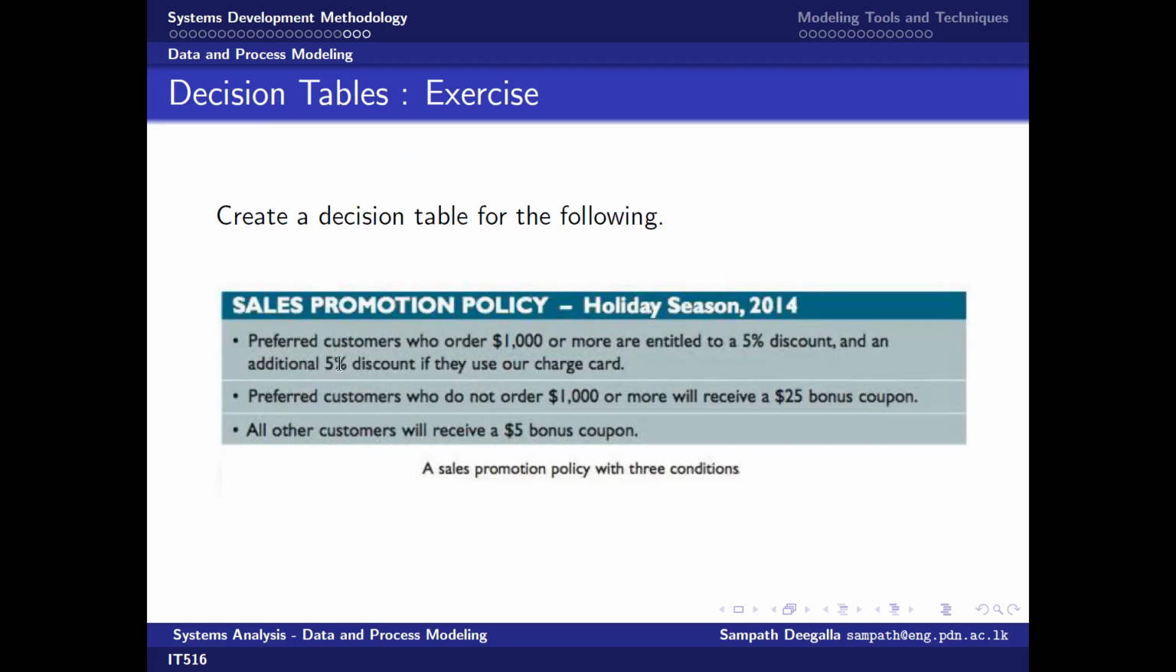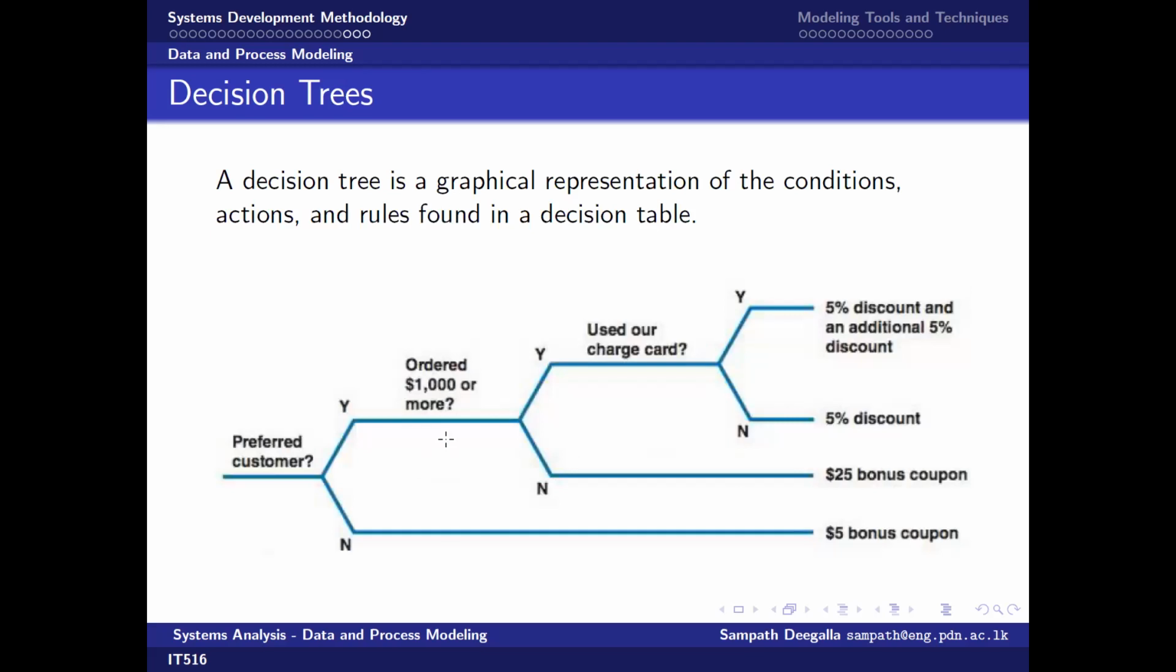Okay, so in this one, it's more clear, I guess. And that is what we want to highlight as well. When it comes to decision trees, the first question you ask is whether you are a preferred customer or not. If you are a preferred customer, then the next one is whether you have ordered 1,000 or more. And finally, whether you have used our card or not, which gives you all possible combinations.